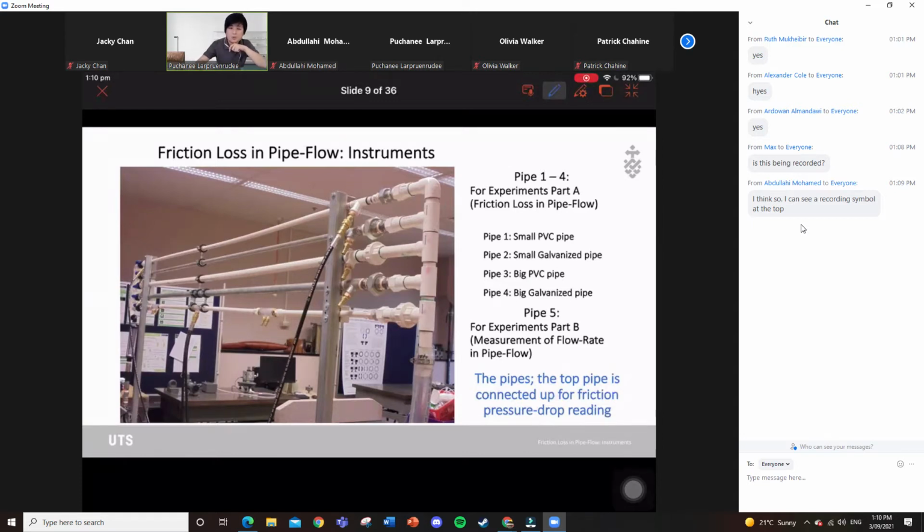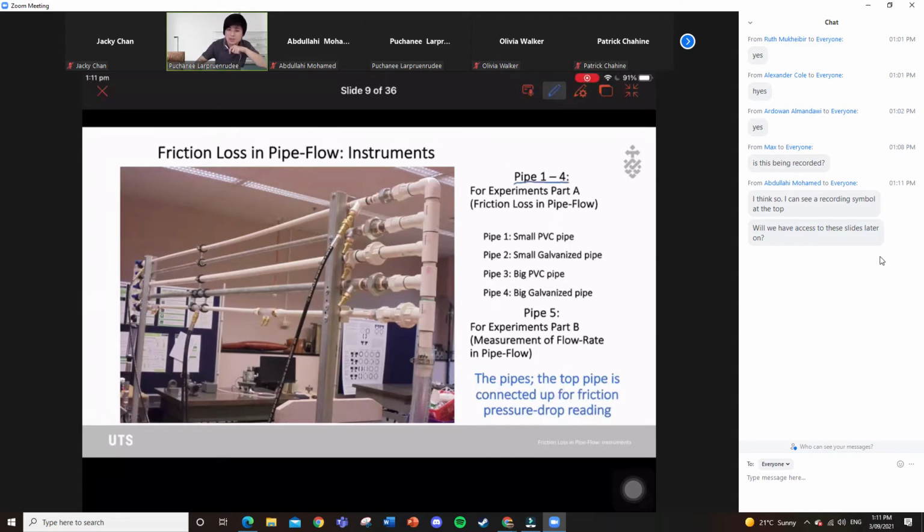So for the instrument, we have 5 pipes, pipe 1 to 5. Oh, actually, I made this slide by myself. If you need this one, I can give it to you later. You can give me an email if you want.